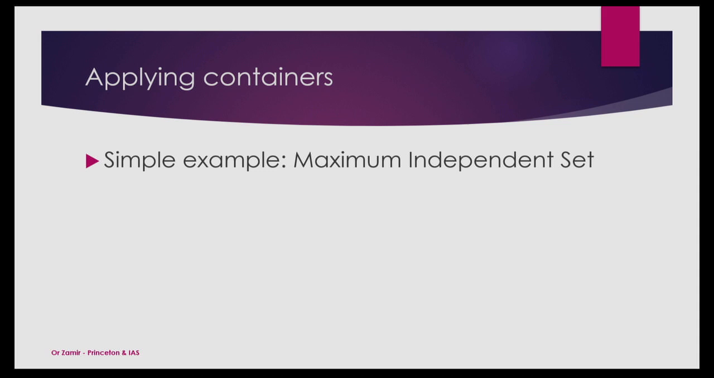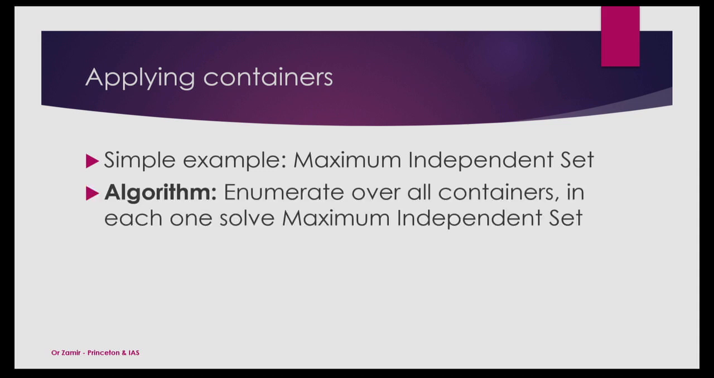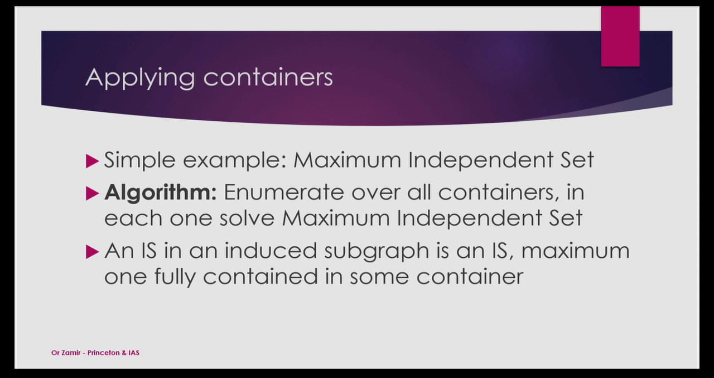You could just create the containers, enumerate over them, and for each container, solve maximum independent set in the induced subgraph over the container. This is going to work. Why is this going to work? Because the maximum independent set is an independent set, so it will be fully contained in one of the containers. And on the other hand, every independent set in an induced subgraph is an independent set in the entire graph. So the maximum of all of those things is going to be exactly the maximum independent set in the graph.